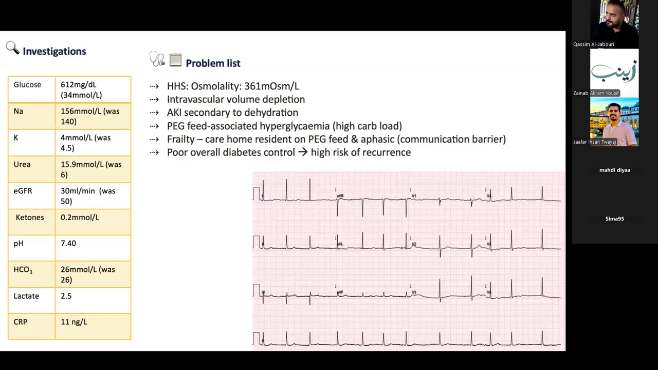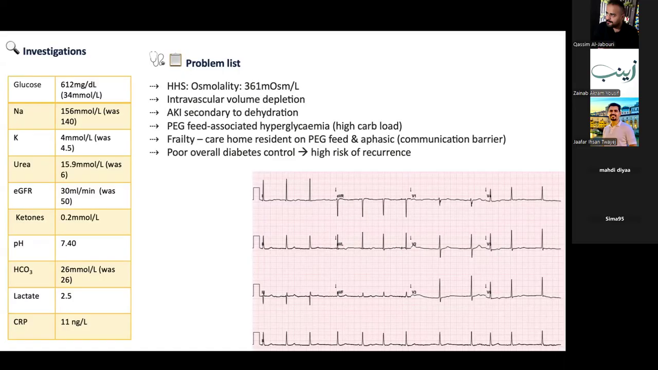Furthermore, she is a frail old lady. She's a care home resident with multiple comorbidities. What made her situation even worse is that she's aphasic, so she has a communication barrier and she's unable to express her clinical status, deterioration or thirst. And she has a background of overall poor diabetes control. I did not put that in the information here, but her HbA1c was above 12%. So there is a high risk of hyperglycemia and recurrence.